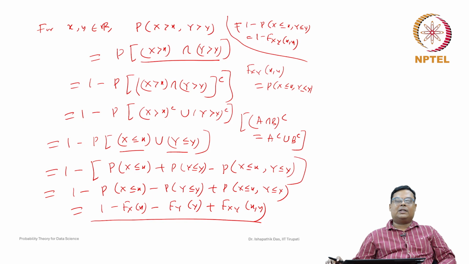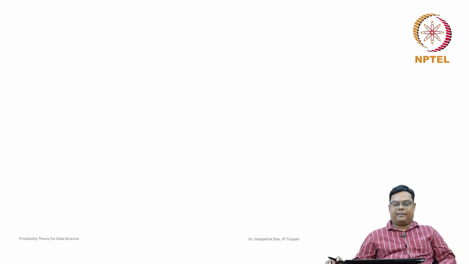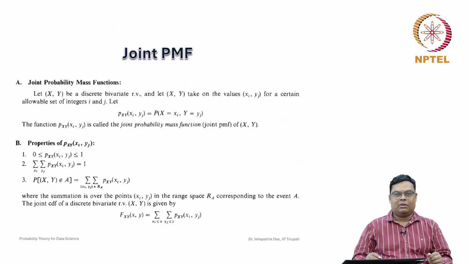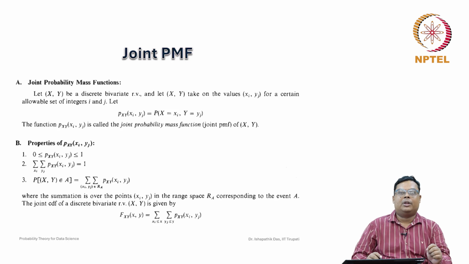So, next we will discuss bivariate discrete random variables and bivariate continuous random variables, their probability mass function and their probability density functions. Now, we will discuss the joint probability mass function of two discrete random variables. Whenever X and Y both are discrete random variables, then the bivariate distribution we say is a discrete bivariate distribution.